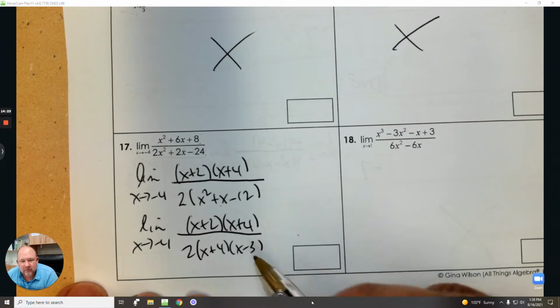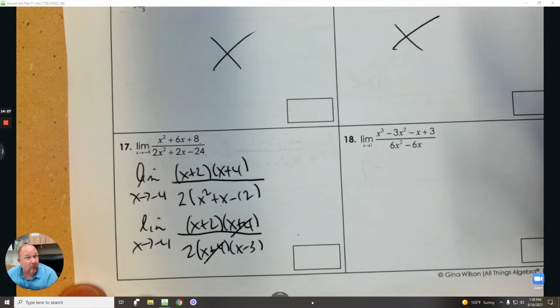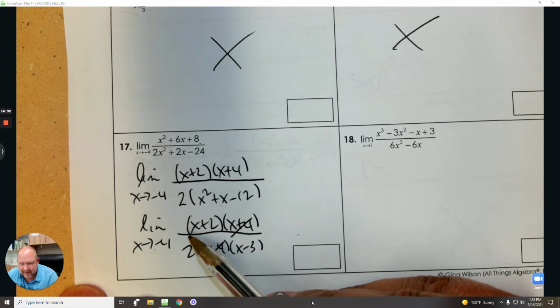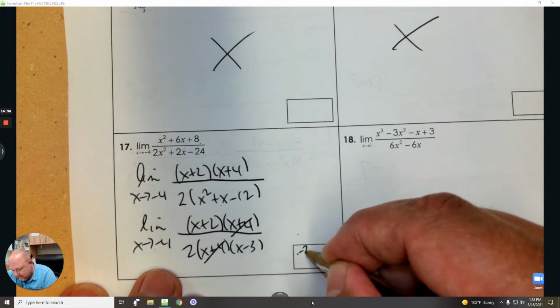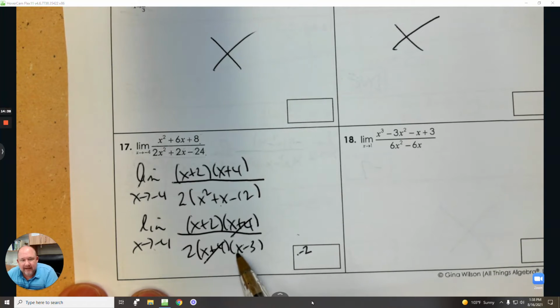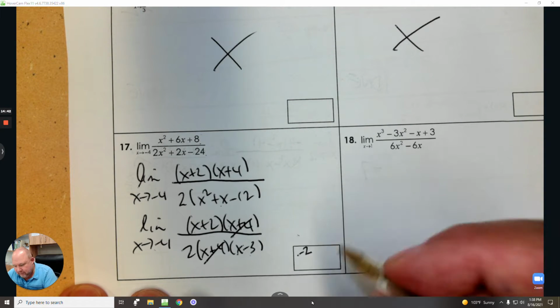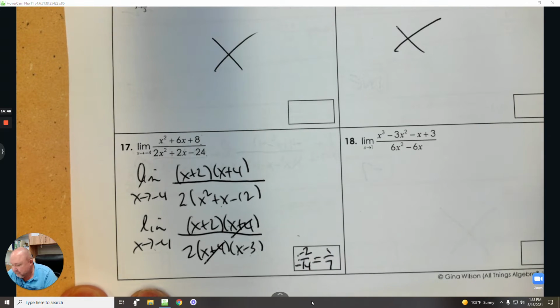I want you to notice that positive 4, it is removable. So that means there's a hole there, so the limit exists. And now we evaluate at negative 4. So negative 4 plus 2 is negative 2. Negative 4 take away 3 is negative 7 times 2. And then we could reduce that down and get the answer positive 1/7.